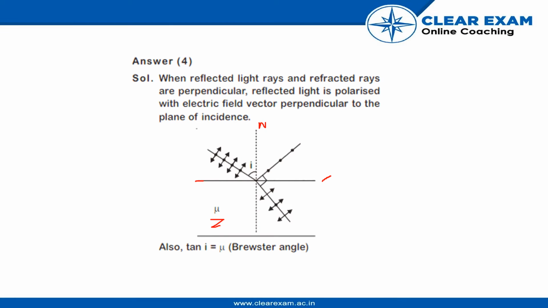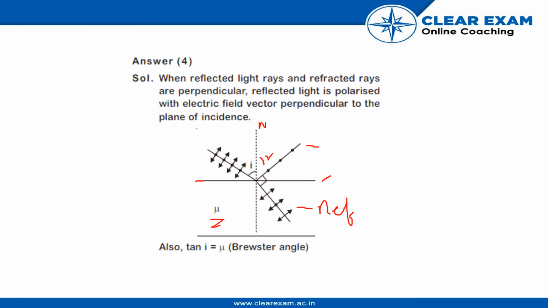At angle I, a polarized light came and is reflected like this at angle R, but the question says that this is the refracted ray, which makes the refracted and reflected rays make a 90-degree angle.